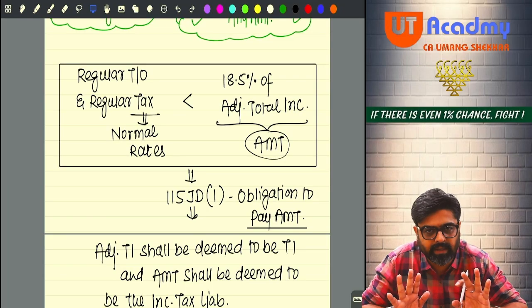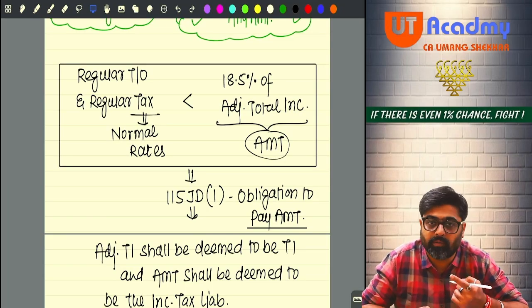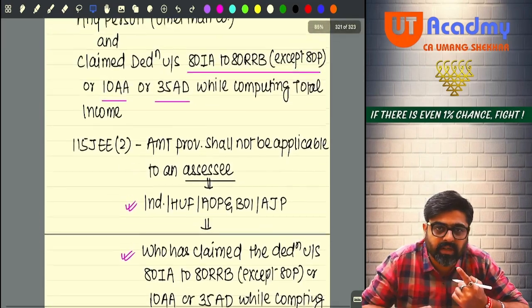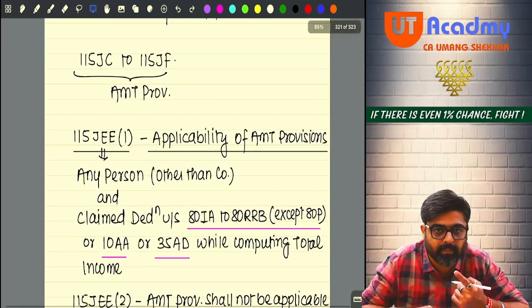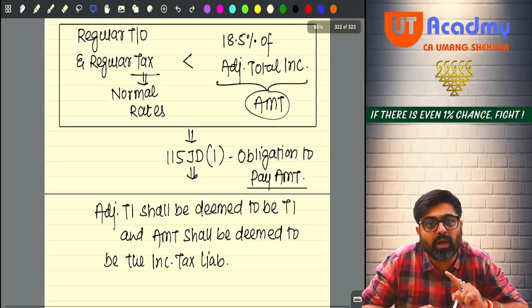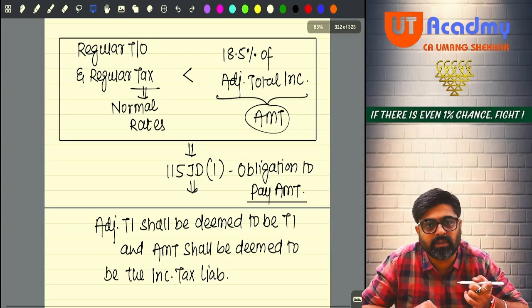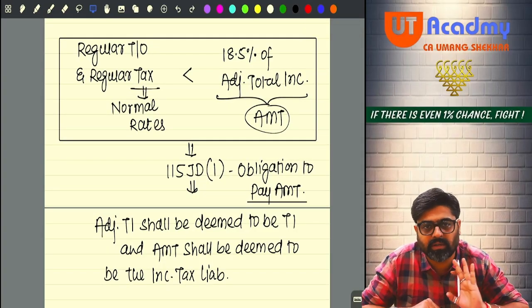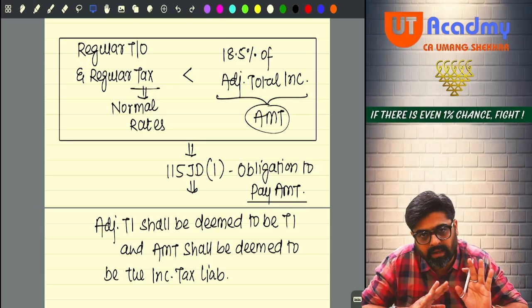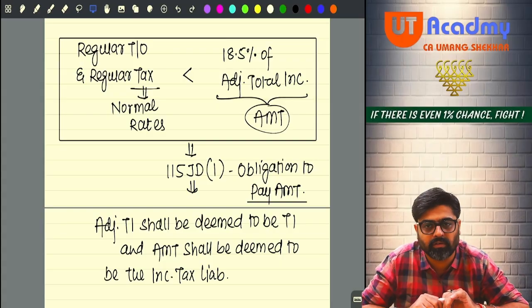So 115JD subsection 1 says that when there is a liability, see, once the AMT provisions are applicable, you have to first check the applicability. Once the AMT provisions are made applicable, then you are now liable to pay AMT. And AMT will be how much? 18.5% of your adjusted total income, if that AMT amount is more than the tax which you have calculated on a regular basis. Yes or no?